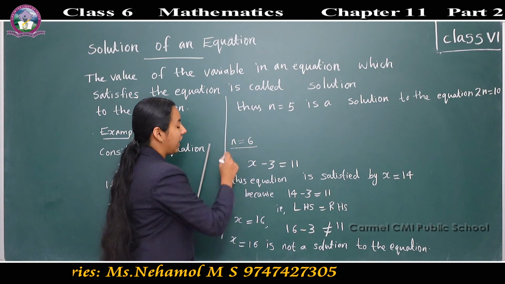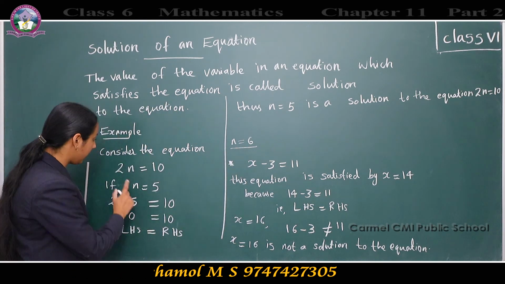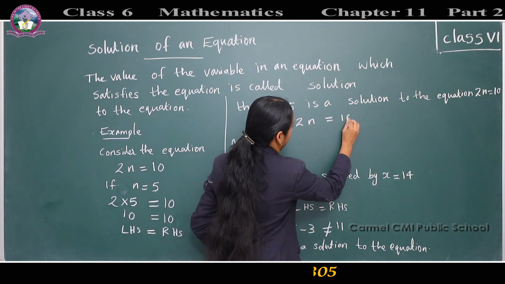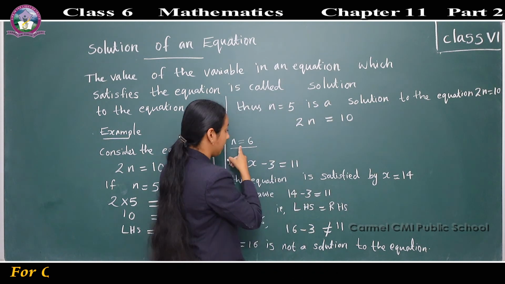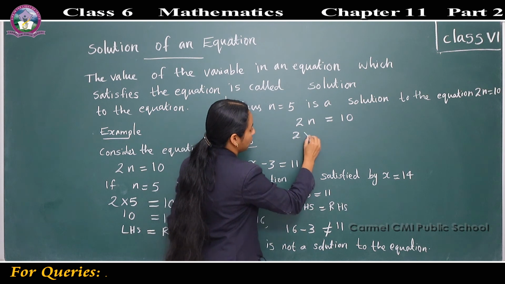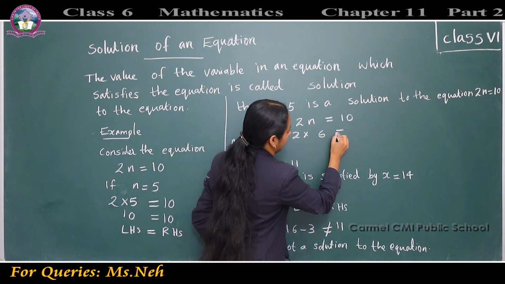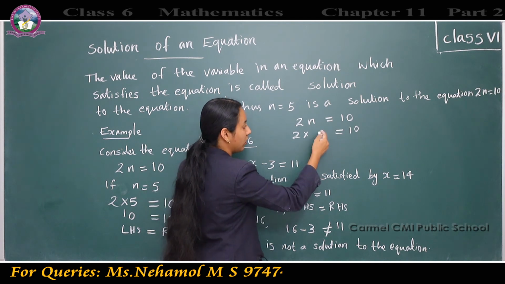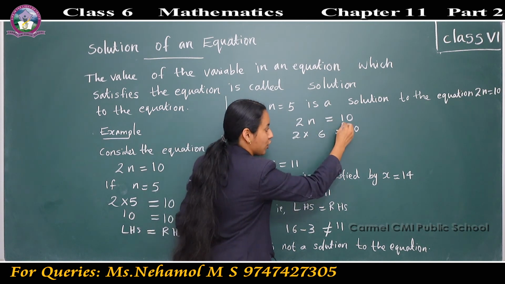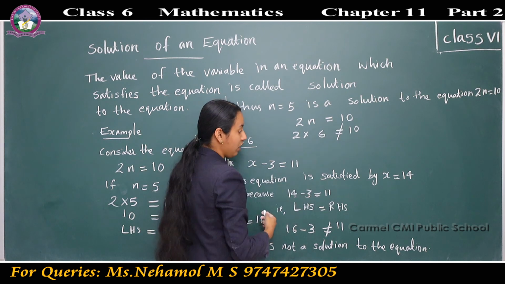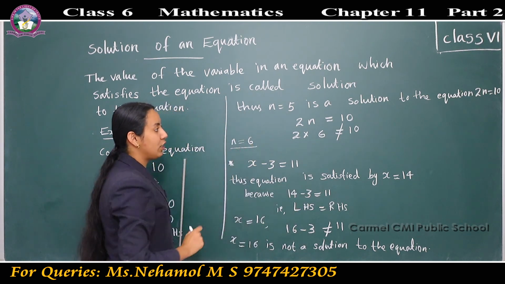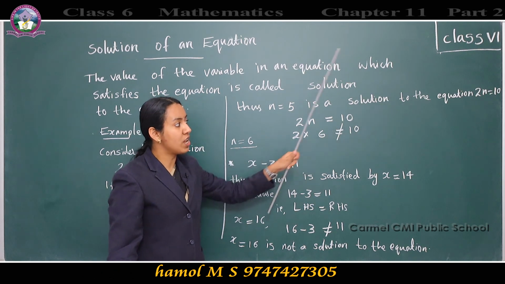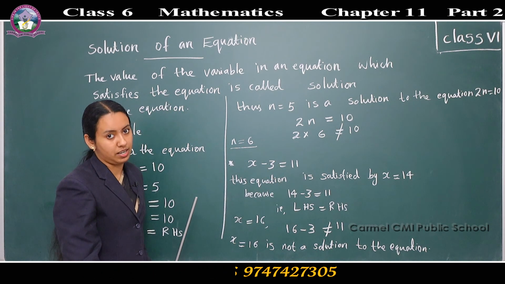Then, what about n is equal to 6? If n is equal to 6, then 2 into 6 equals 10? 2 sixes are 12. So, 2 into 6 is not equal to 10. So, n is equal to 6 is not a solution to the equation 2n is equal to 10.